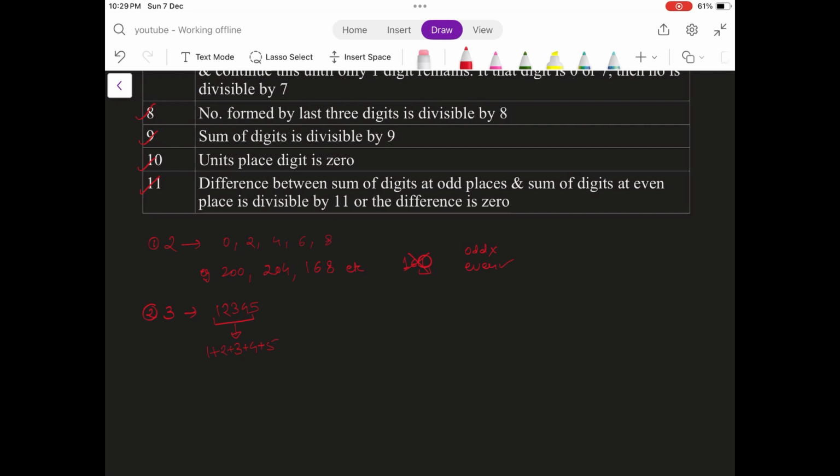Now let's see the sum. 5, 4, 9, 12, 15. So this 15 is divisible by 3. So this number is divisible by 3 because sum of its digits is divisible by 3.